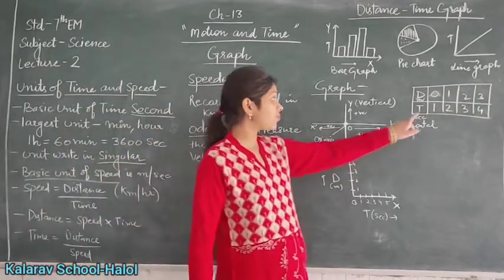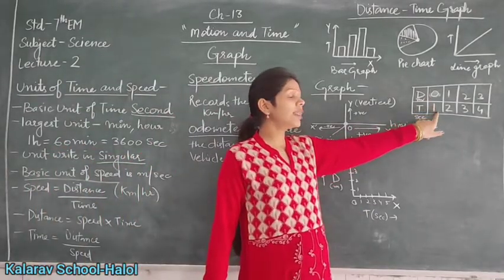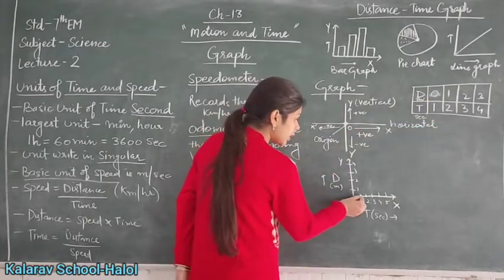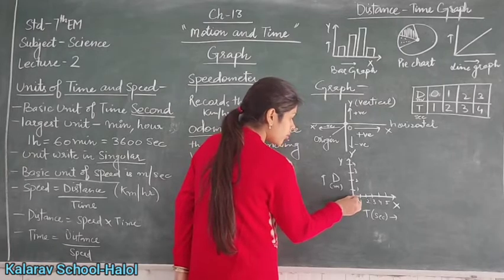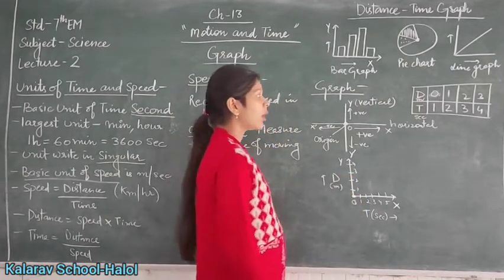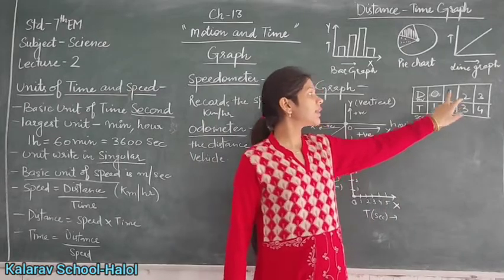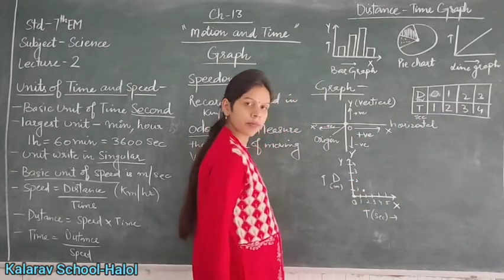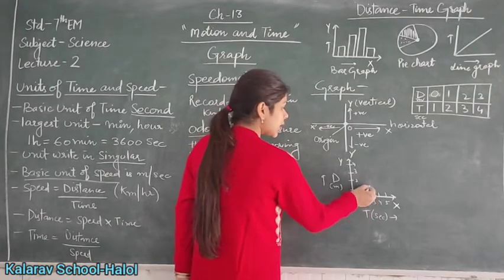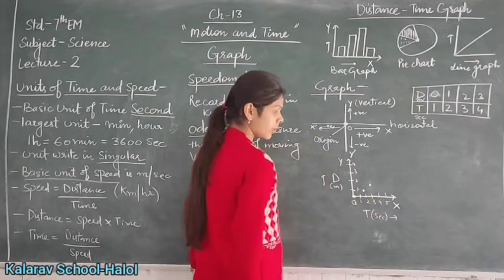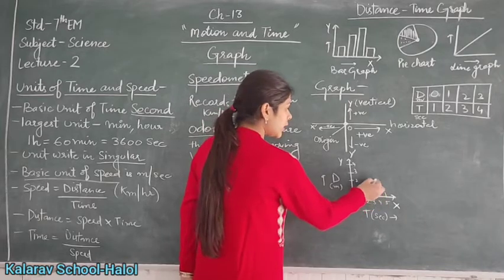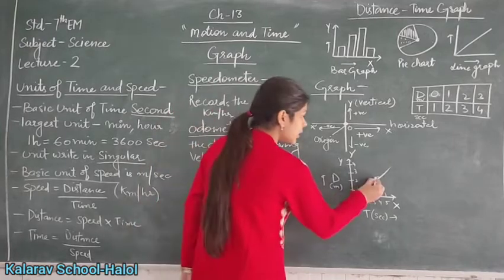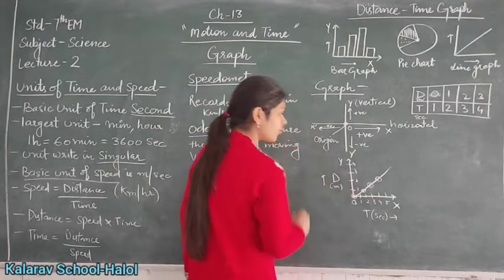Here you can see, if time is 1 second then distance is 0. Mark the point here. Time is 2 seconds, distance is 1. Time is 3 seconds, distance is 2. Time is 4 seconds, distance is 3. So here you can see a straight line is obtained.